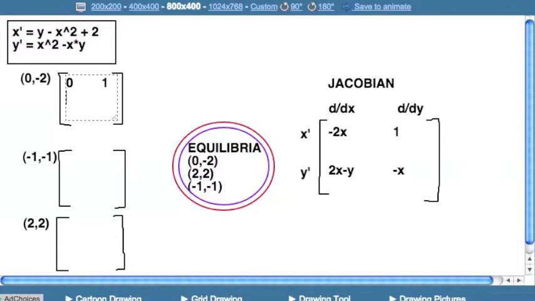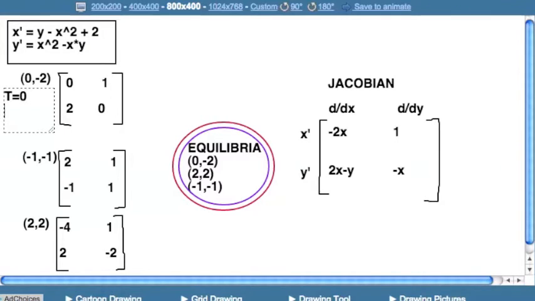So that will get us 0, 1, 2, and 0. For the next one, once you solve that, it will be 2, 1, negative 1, and 1. Finally, for (2, 2), we'll get negative 4, 1, 2, and negative 2.